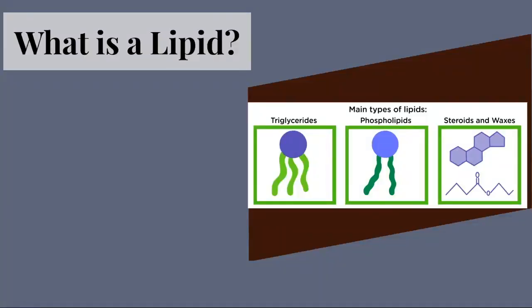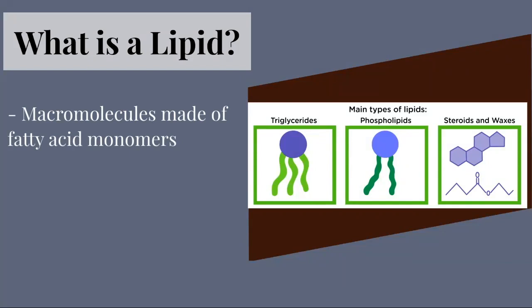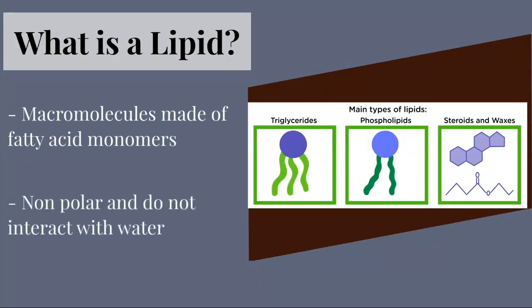We should first understand what a lipid is. Lipids are macromolecules made of fatty acid monomers that are nonpolar and do not interact with water. Think of a fat, like butter or oil. That's a lipid. If you try to combine oil and water, no matter how much you shake it up or blend it, the two liquids just won't mix. The three main types of lipids are triglycerides, phospholipids, and steroids and waxes.